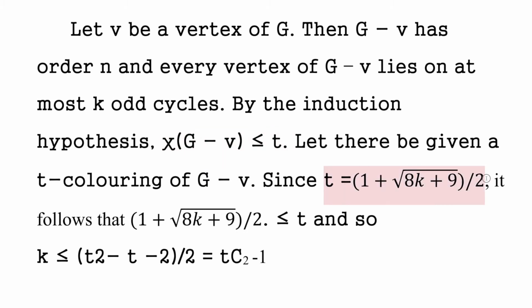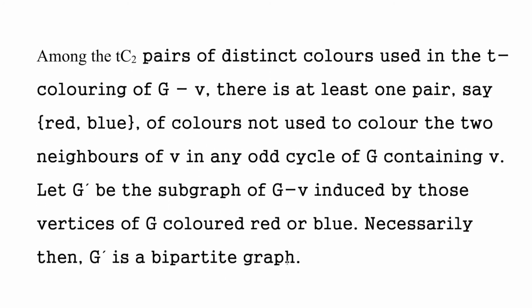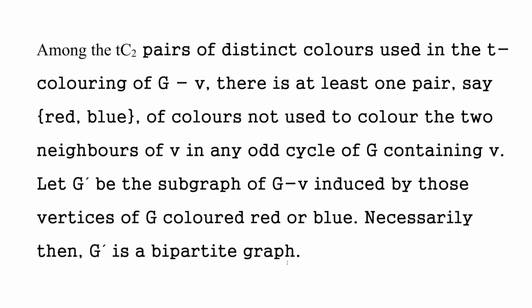Since T is equal to (1 plus the square root of 8k plus 9) divided by 2, it follows that (1 plus the square root of 8k plus 9) divided by 2 is less than or equal to T, and so k is less than or equal to (T squared minus T minus 2) divided by 2, that is, T choose 2 minus 1. Among the T choose 2 pairs of distinct colors used in the T coloring of G minus V, there is at least one pair, say red, blue, of colors not used to color the two neighbors of V in any odd cycle of G containing V.